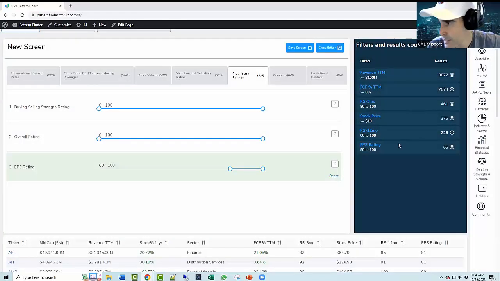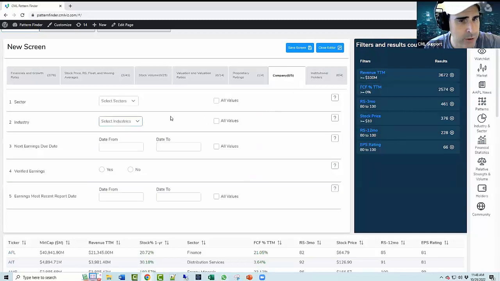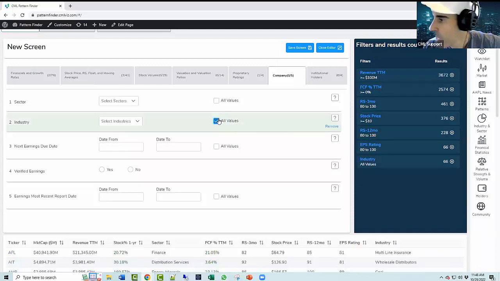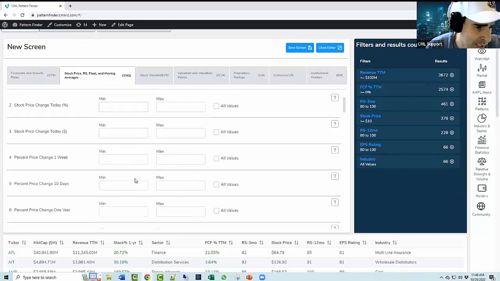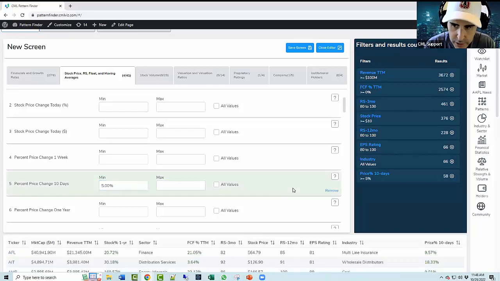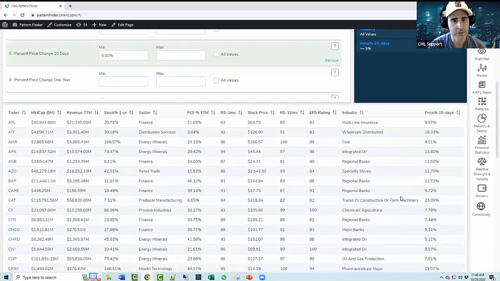Now we're down to 66 companies. I want to make sure I see what industry these are in. So I'm just going to say, just show me the industry. That's just click a button. And then finally, you know what? Let's just see companies where the stock price has been strong. So in the last 10 days, they're up a minimum of 5%. I don't know, just like I would like to see strength. We're down to 58 companies.